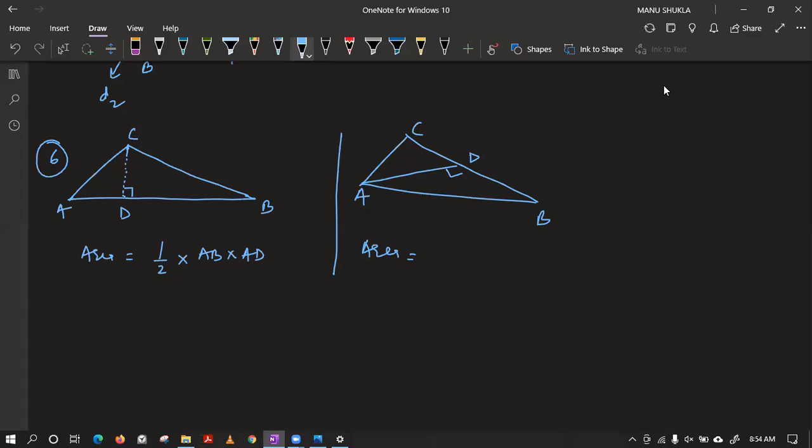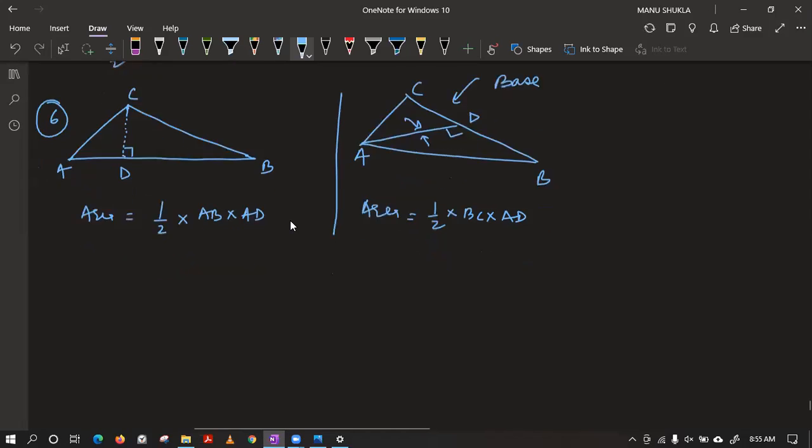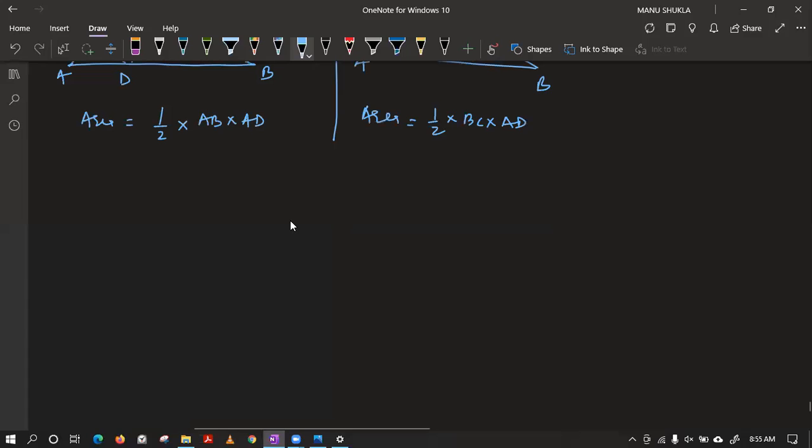Yes, Ananya, good. The base will change now. If you are taking this as height, then this will become your base. So we take that side as base on which perpendicular is drawn. So we will take in this case area as half into base, that is BC, into height, that is AD. Simple. Okay. Now in triangles also we have special cases like equilateral triangle. We all have seen.